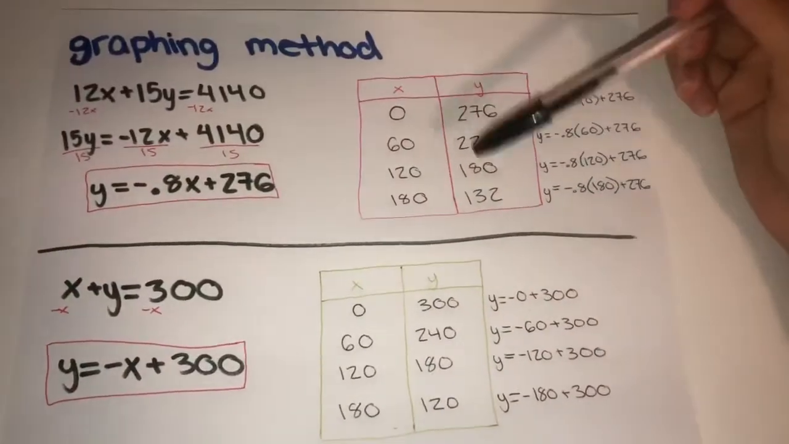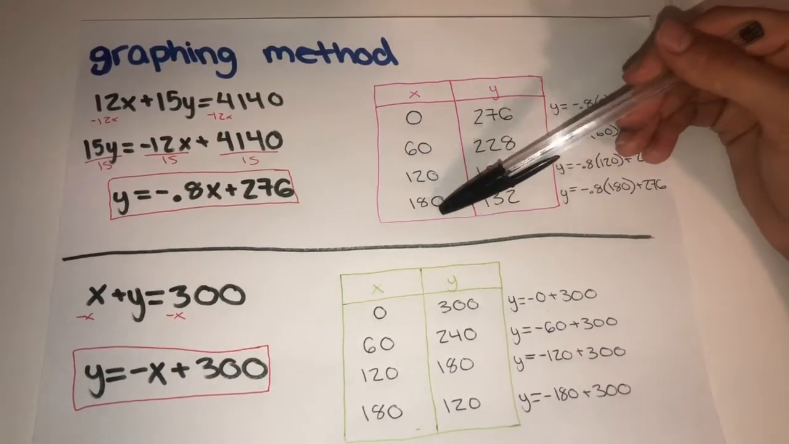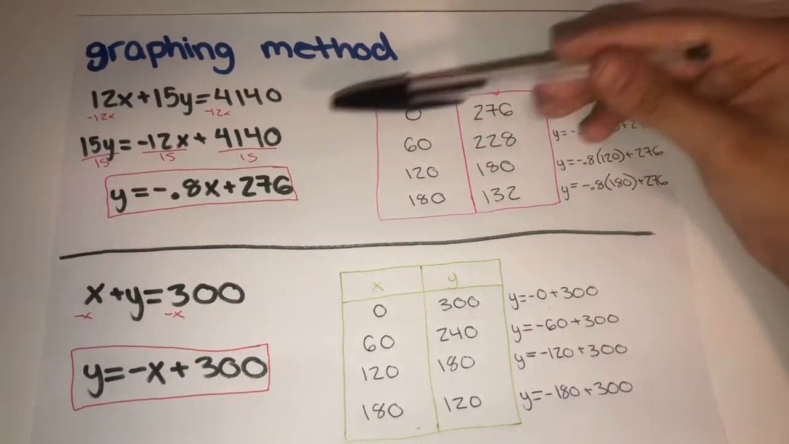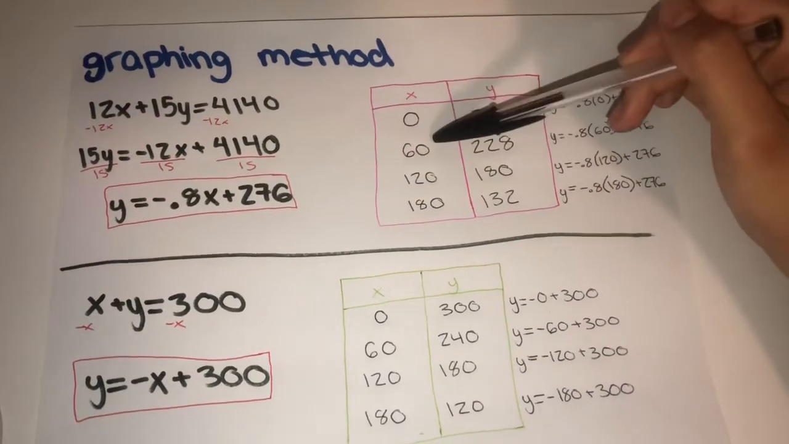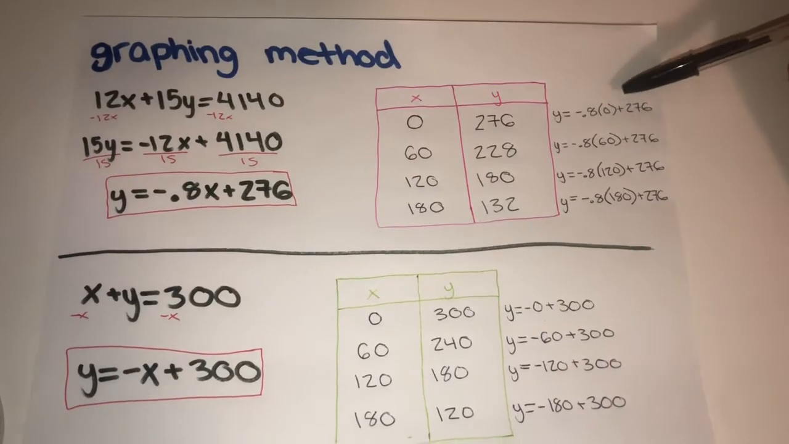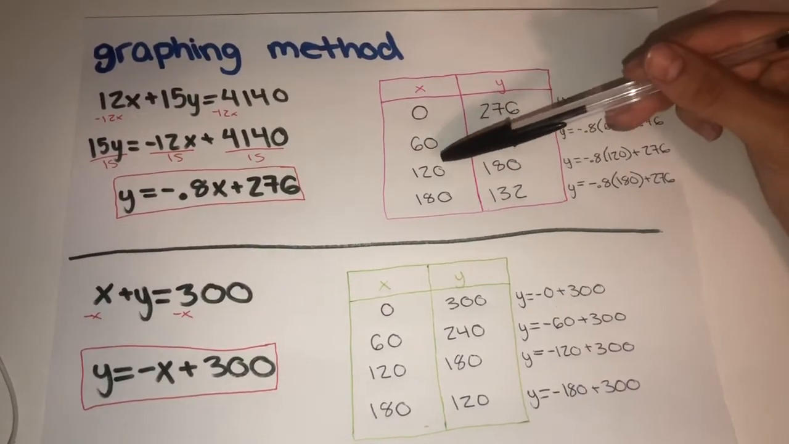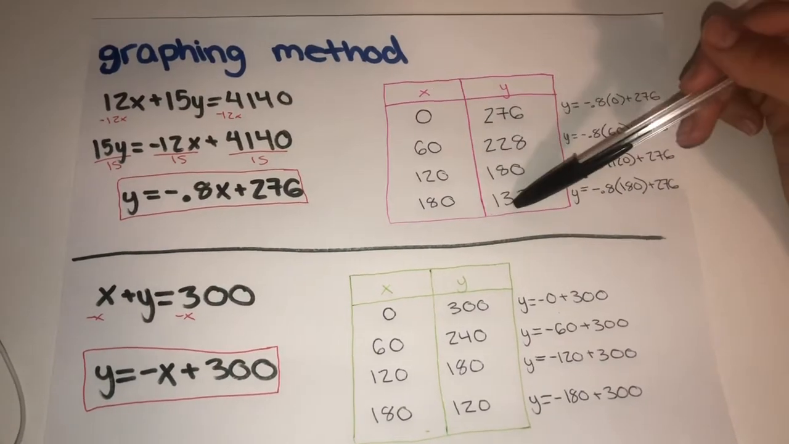And then you come over here to the chart. So the x values I chose were 0, 60, 120, and 180. And you basically, where it says x, you plug these in, as you can see here, and you solve it. So it would be 0, 276; 60, 228; 120, 180; 180, 132.